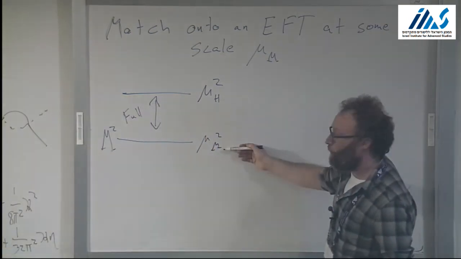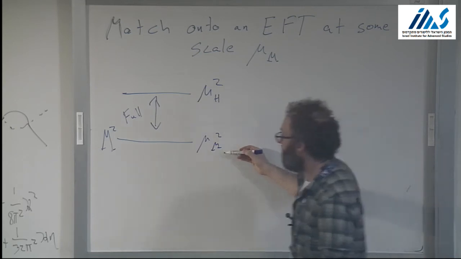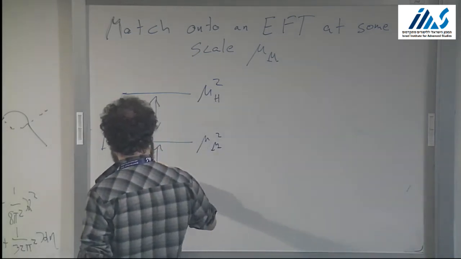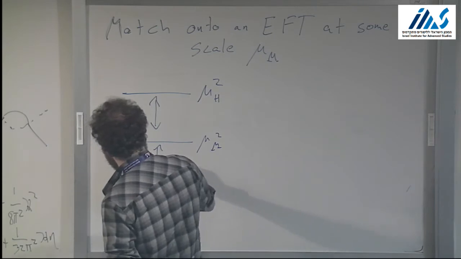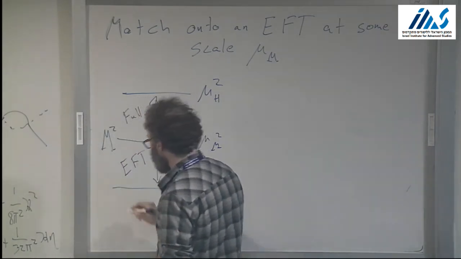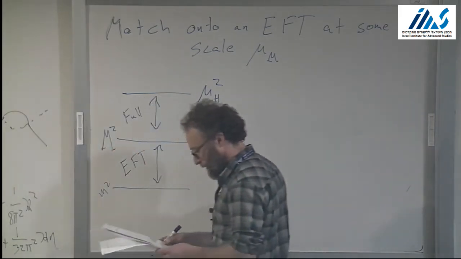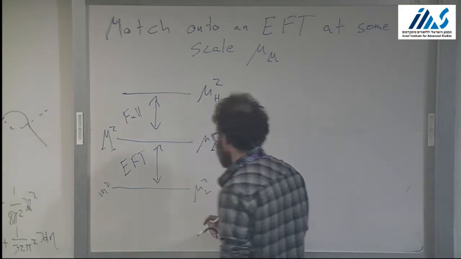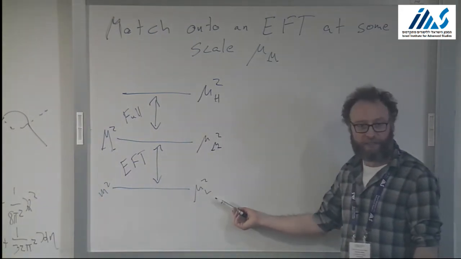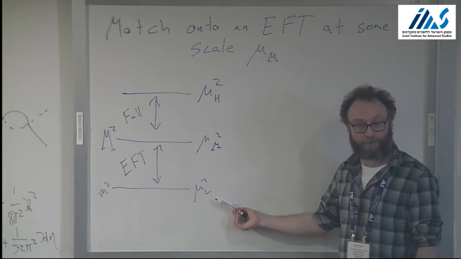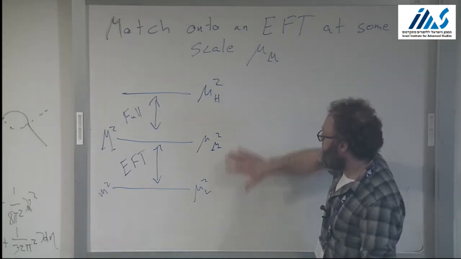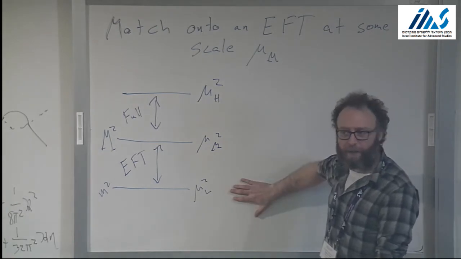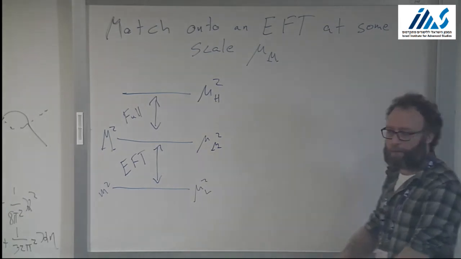So we have the full theory. We go down to the scale m, and now at this scale m, we want to decouple the heavy physics. We want to match onto an EFT. And we want to go down to the scale little m squared. And there will be some associated renormalization scale in the EFT, just like we had yesterday. Okay? So, are there any questions about this picture? Okay.